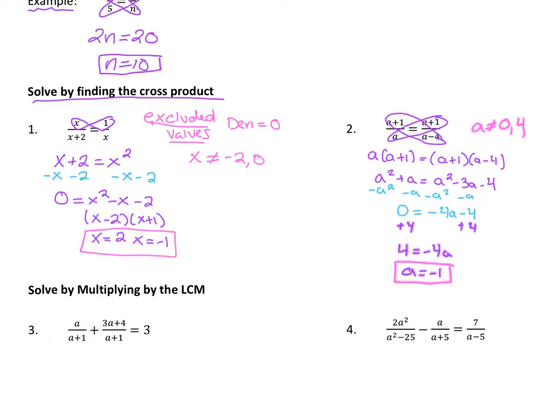But then remember, I have to think about my excluded values. So my excluded values were 0 and 4. Since -1 is not one of my excluded values, that means this solution works. So cross multiplying is one way to solve. This only works if I have a fraction equal to a fraction.